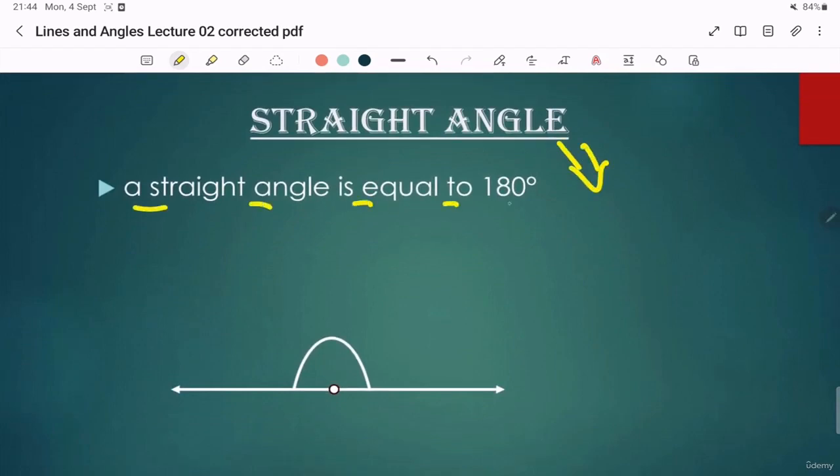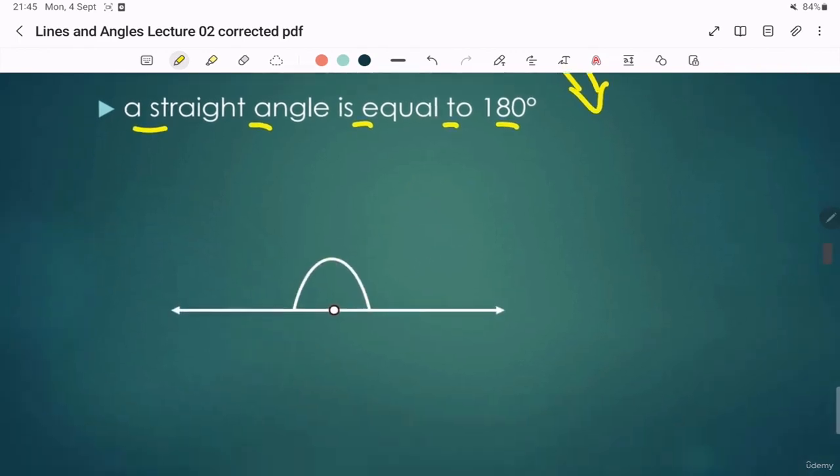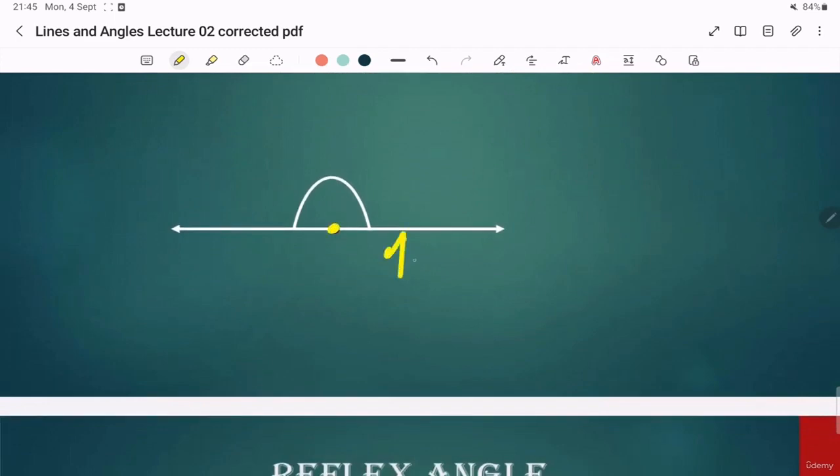A straight angle is equal to 180 degrees. When the angle between two rays is 180 degrees, then that angle is called a straight angle. We have one ray like this and another ray like this. So this angle is known as a straight angle, or you can say 180 degrees. We have two rays. One ray is like this and another ray is like this. So this angle is 180 degrees. When the angle between two rays is exactly 180 degrees, then that angle is called a straight angle.